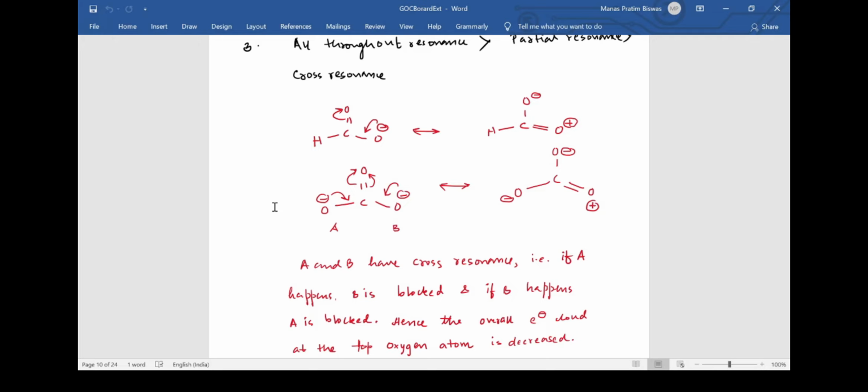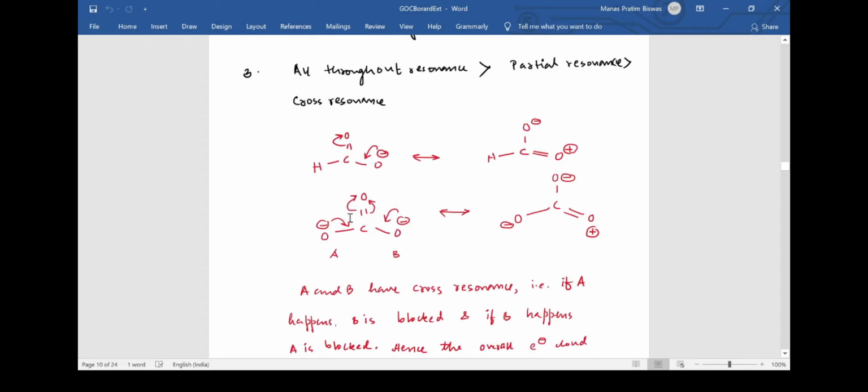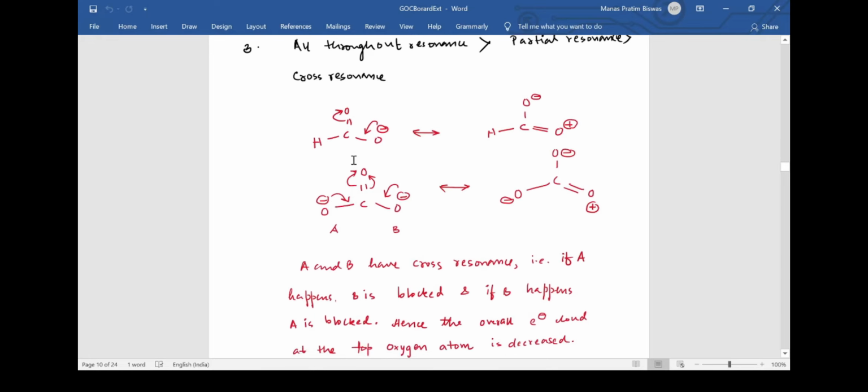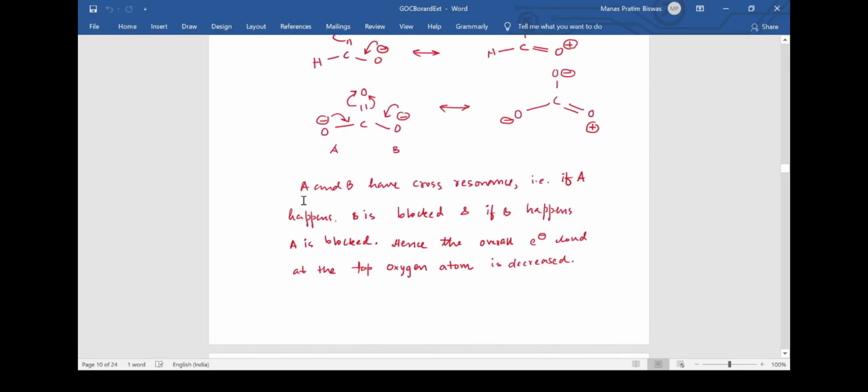So if the right hand side occurs, the left hand side is getting blocked, and if the left hand side occurs, the right hand side is getting blocked. That means overall the effect of the resonance is getting decreased due to cross resonance. This is what we call cross resonance. This path of resonance is getting crossed by this path of resonance, and overall what we can say is that the effect of resonance is decreasing. Hence this resonance is better than this resonance. The first resonance is better than the second resonance. I have written this down in words.